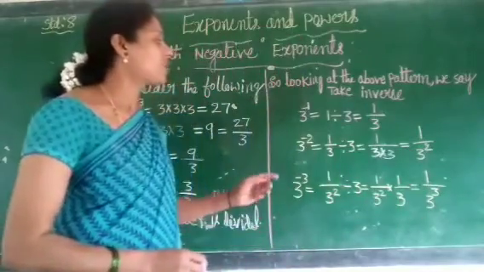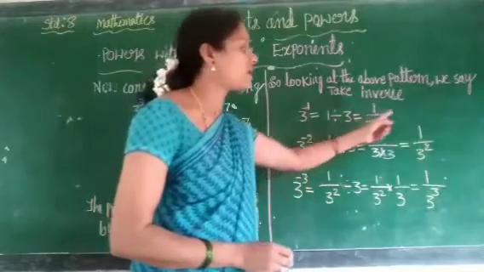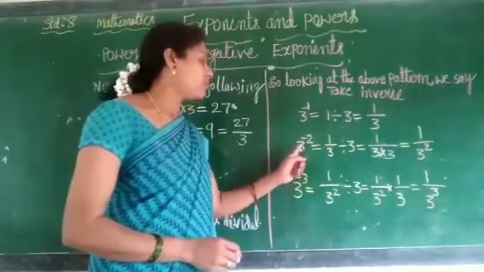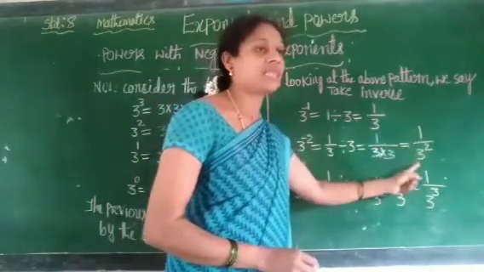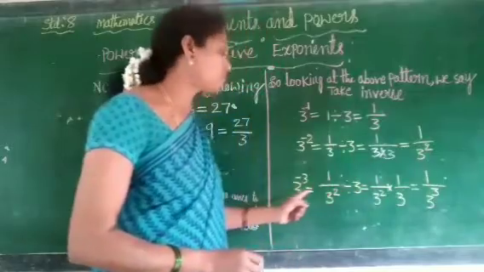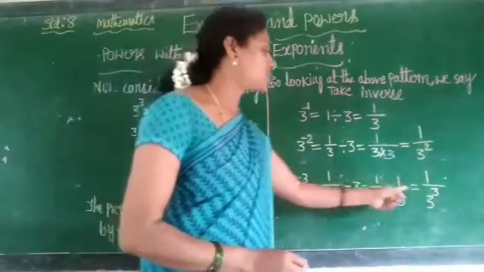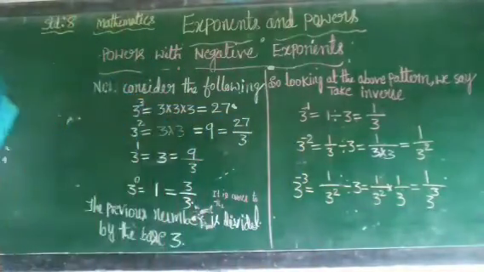Once again, recall 3 to the power minus 1 is written as 1 by 3, the second one, 3 to the power minus 2 is 1 by 3 square, and the last one, 3 to the power minus 3 is 1 divided by 3 to the power 3.